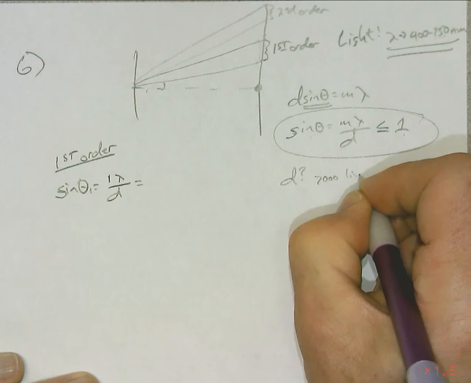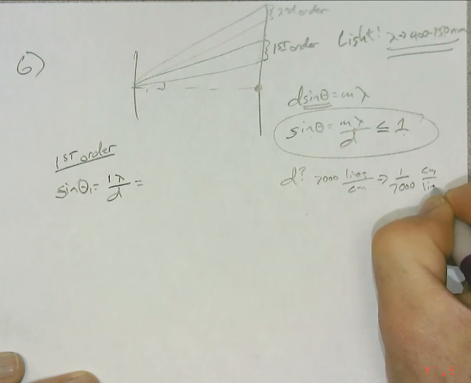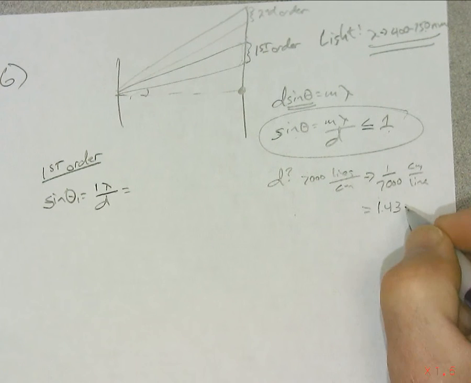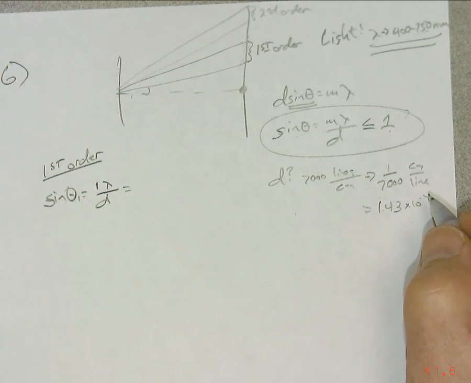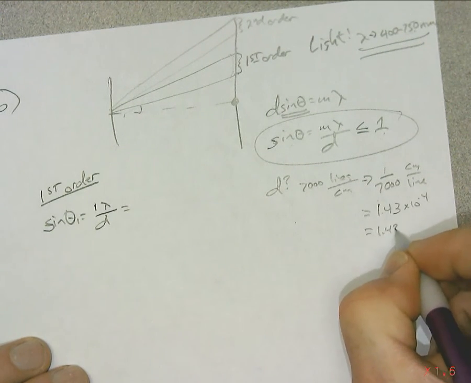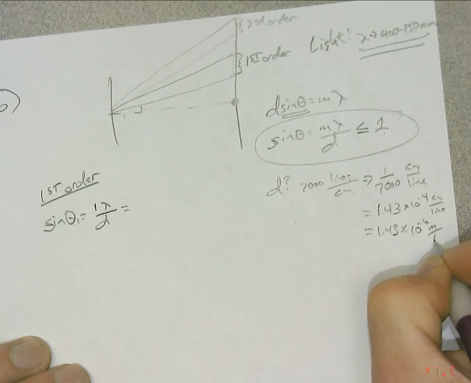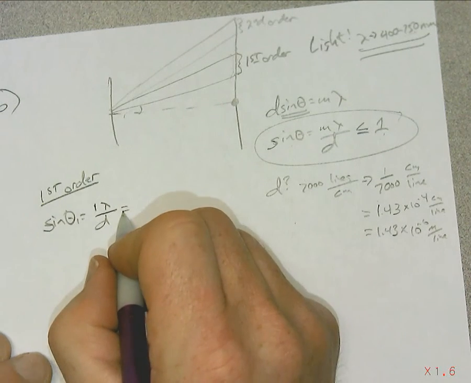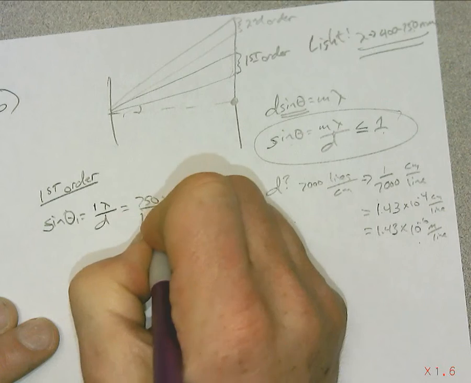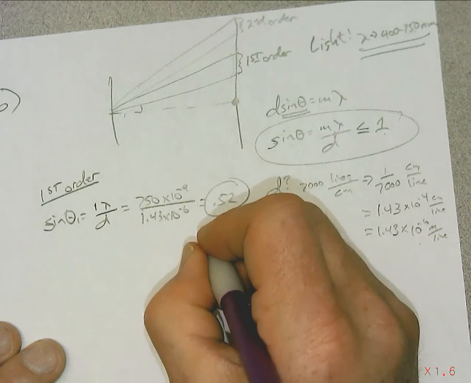Well, 7,000 lines per centimeter corresponds to 1 over 7,000 centimeters per line. And that's equal to 1.43 times 10 to the negative 4 centimeters per line, so that's equal to 1.43 times 10 to the negative 6 meters per line. All right, so what we have here then is lambda is 750 nanometers, so times 10 to the negative 9, over d, which is 1.43 times 10 to the negative 6, and that's equal to 0.52. So that looks good.